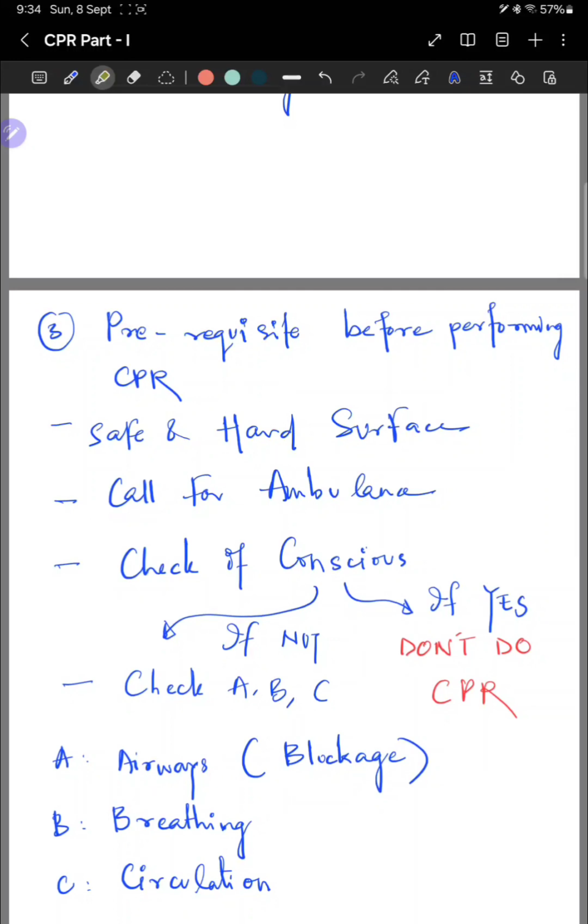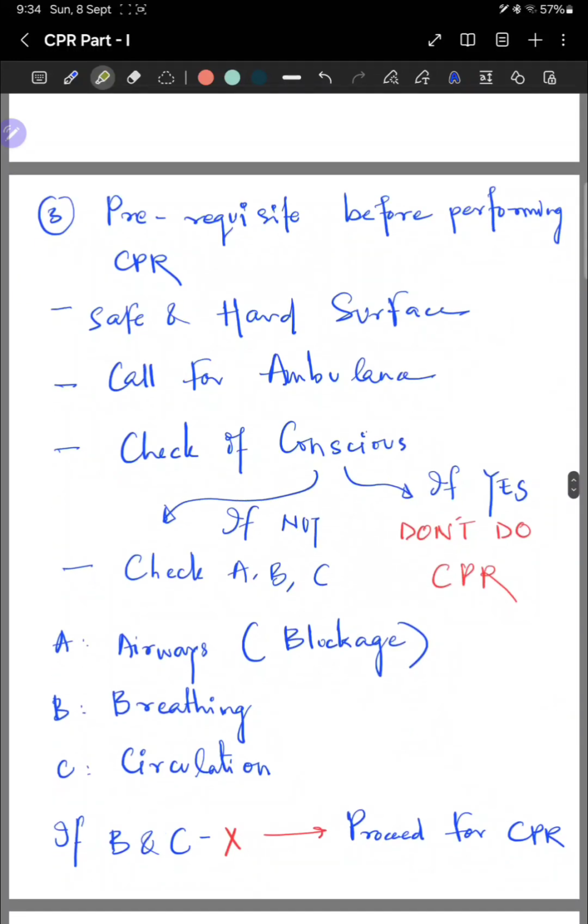A prerequisite before performing CPR: bring the patient to a safe place and place him on a hard surface where CPR can be performed. Ask someone nearby to call the ambulance and bring more people for help. The person giving CPR should not waste time in calling the ambulance, and rather someone else should call for the ambulance.